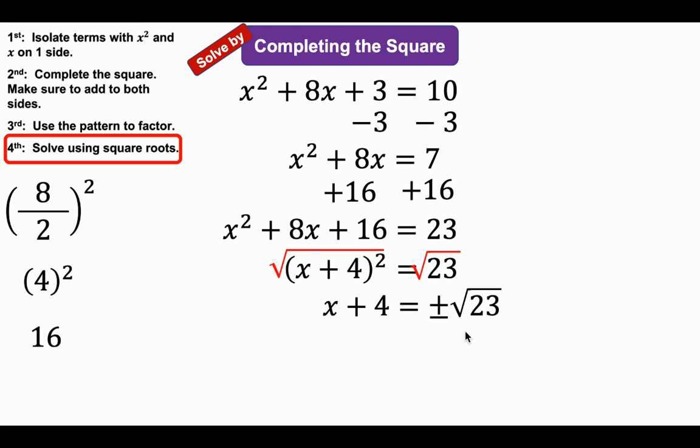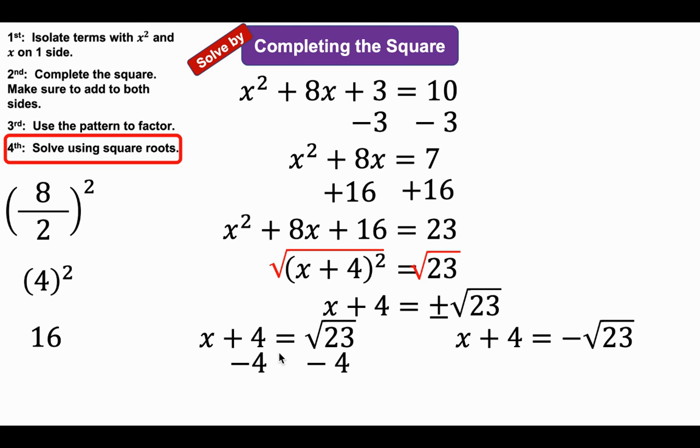So now you're just going to split into two equations. Square root of 23 does not simplify. 23 is not a perfect square. I can't take any pairs out, so it just stays square root of 23. So now just isolate your x, subtract 4 from both sides.